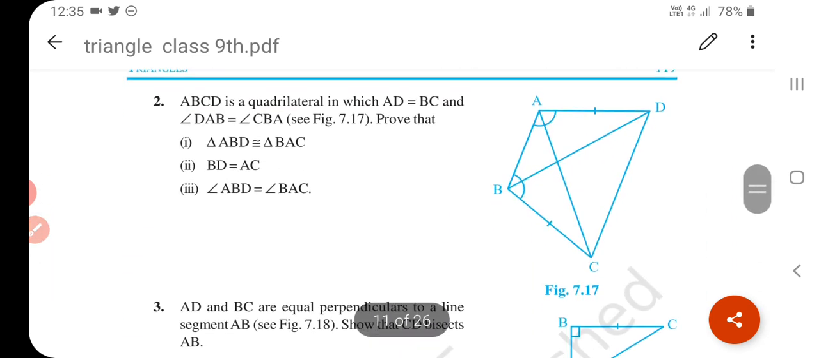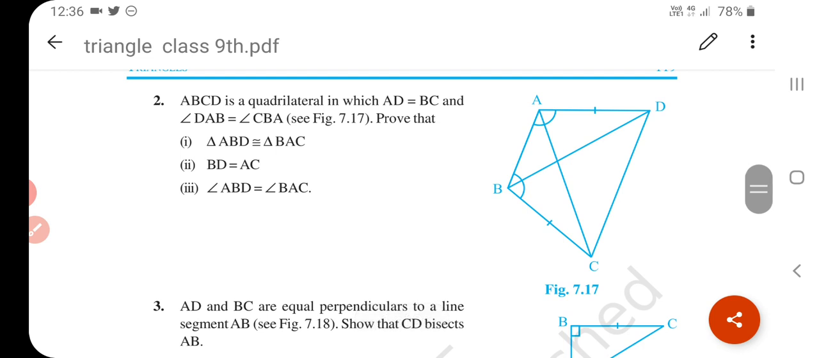Now question number second. ABCD is a quadrilateral in which AD is equal to BC is given, and angle DAB is equal to angle CBA. Which angles are equal? See carefully. Angle A is equal to angle B. Prove that triangle ABD is congruent to triangle BAC. See here.